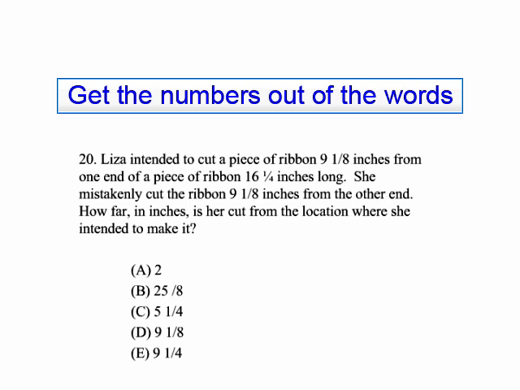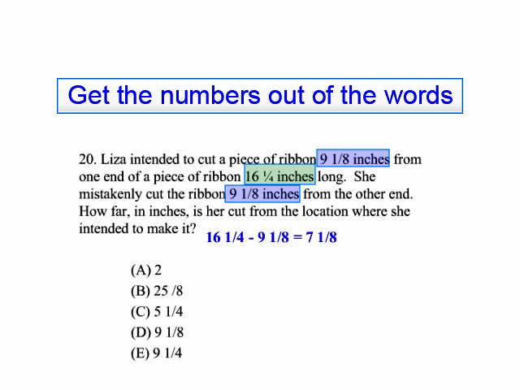In this case, it tells us that she intended to cut a piece of ribbon 9 1/8 inches from one end of a piece of ribbon that is 16 1/4 inches long. She mistakenly cut the ribbon 9 1/8 inches from the other end. How far in inches is her cut from the location where she intended to make it? Okay, we've got to find out how far in 9 1/8 inches is from the other end of the ribbon.